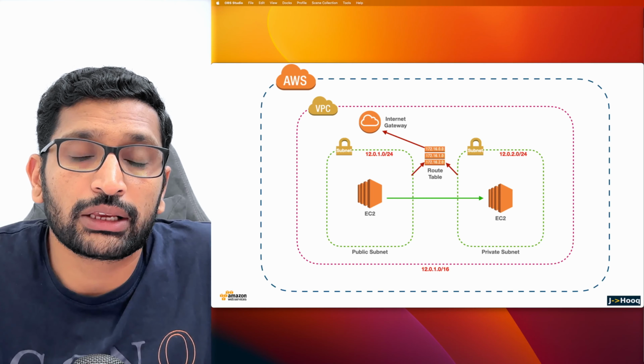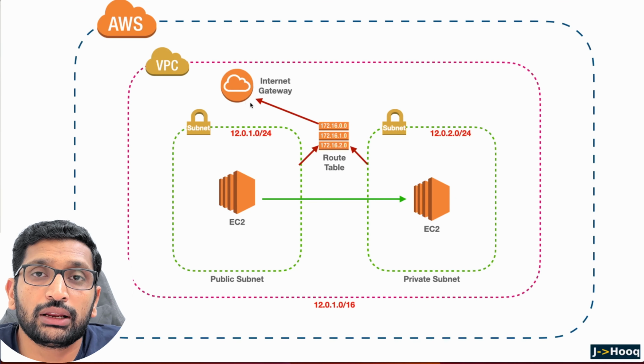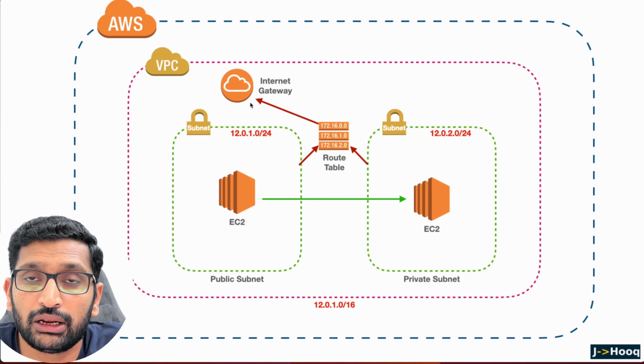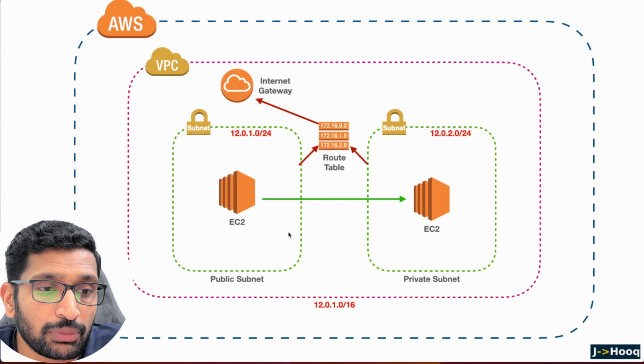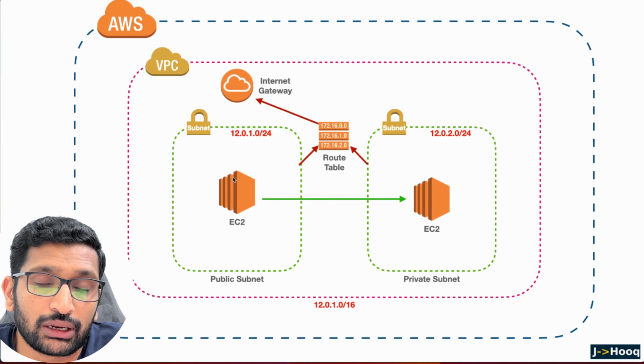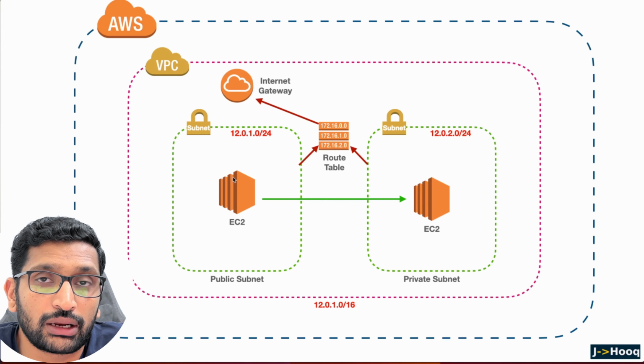Now talking about the next concept, which is an internet gateway, which you can see over here. Internet gateway, as the name suggests, is a gateway for accessing the internet. Any resource which is present on your public subnet will have access to the internet, although you can configure which resource you want to provide internet access to or not.